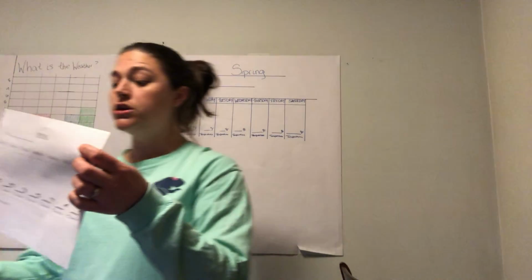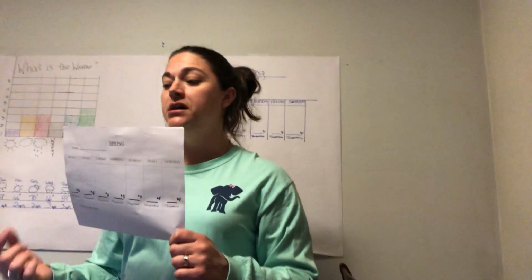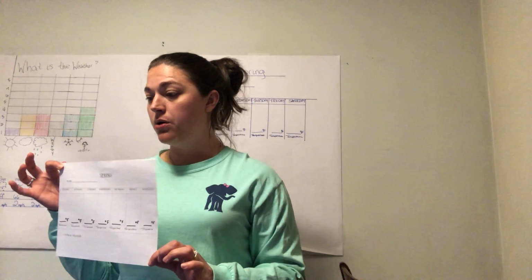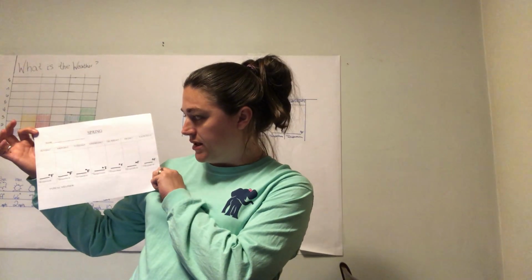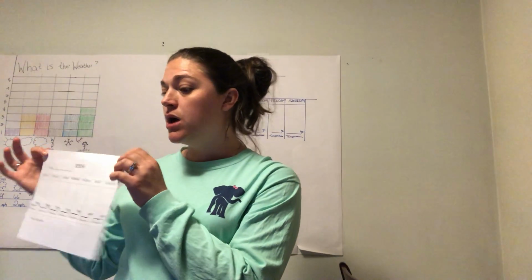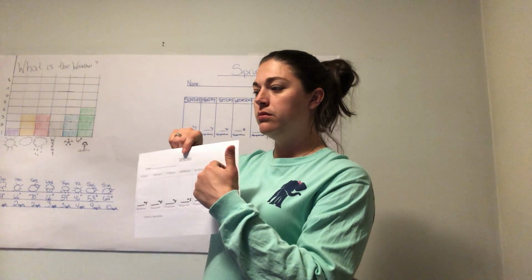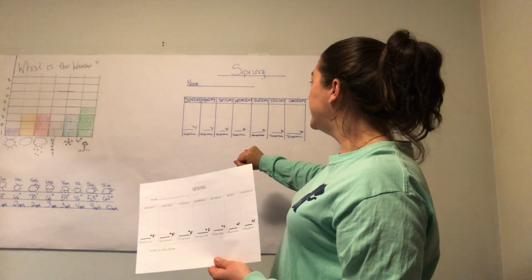So what we're going to do is, I have given you all this weather forecast, and what you're going to do is write your name at the top, and from Sunday to Saturday you are going to make a weather chart to show what you think the weather would be like this week for typical spring. So you can use your data sheets that we did before for reference points, to go back and look at and figure out what the typical spring weather is.